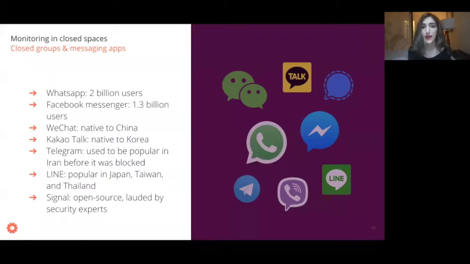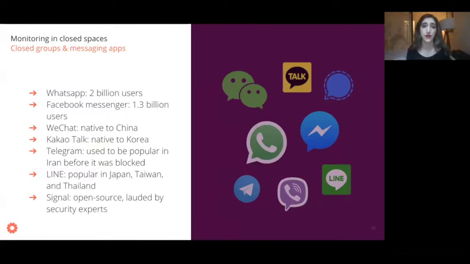WhatsApp has 2 billion users at this point. Facebook Messenger has 1.3 billion users. WeChat, which is another one of the most popular platforms in the world, is native to China. It is also really important to the Chinese-speaking diaspora community. We have platforms like KakaoTalk, which are native to Korea, and then Telegram, which used to be popular in Iran before it was blocked. Line is popular in Japan, Signal, and so many more.